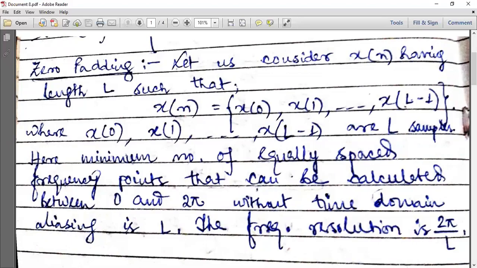So what did I say? In signal processing, aliasing is an effect that causes different signals to become indistinguishable when sampled. So aliasing can occur in signals sampled in time, and in digital signal processing, aliasing is greatly necessary to understand. So here the frequency resolution is 2 pi by L. Before we have already seen it's 2 pi by N for N samples. Now for L samples it will be 2 pi by L. Very simple.